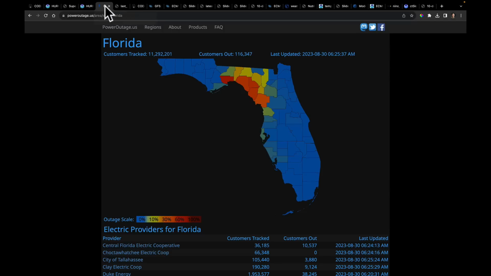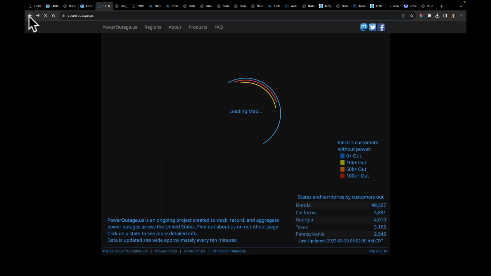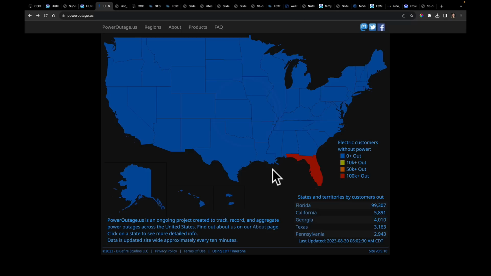Now, as of early this morning, Florida had 116,000 people without power, mostly, of course, right in through this area. We do expect these numbers to grow and expect them to move farther to the north into Georgia and South Carolina. The map, again, is poweroutage.us. If you want to use this, it's a great resource. We'll just watch these outages continue to increase in this area as Idalia makes its move to the north.